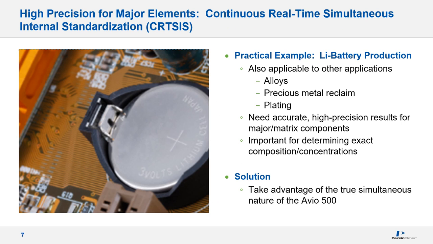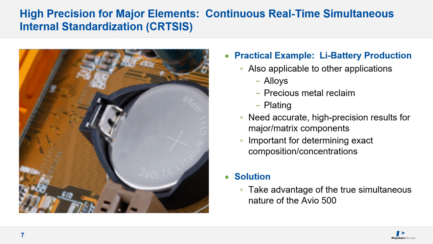To attain high precision for major elements, we use a technique called continuous real-time simultaneous internal standardization, known as CIRTSIS. Some practical examples of where CIRTSIS is used include the analysis to validate the composition of lithium-ion battery materials during production, measuring major components in alloys, during precious metal reclaim from electronics recycling, and monitoring the concentration of major components in plating baths. CIRTSIS can be applied to any application which requires accurate, high-precision results for major or matrix components, where it is important to determine the exact composition or concentration.